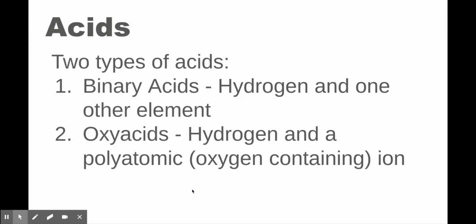And that takes care of covalent compounds. 2 down, 1 to go. We've got to talk about acids now. And there's 2 different types of acids, and these follow kind of different naming conventions than ionic and covalent compounds. The 2 types are binary acids and oxyacids. A binary acid is an acid composed of hydrogen or some number of hydrogens and one other element. An oxyacid is an acid composed of hydrogen or some number of hydrogens and a polyatomic ion. And that polyatomic ion is going to contain oxygen, which is why it's called an oxyacid.